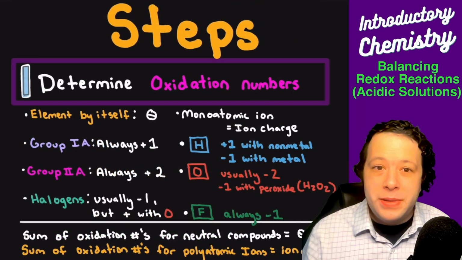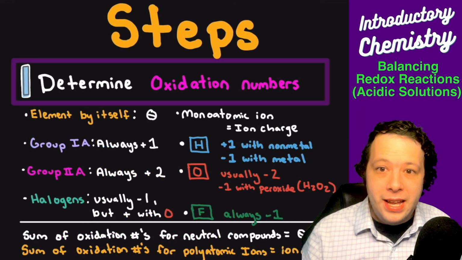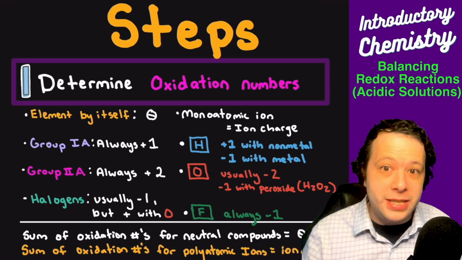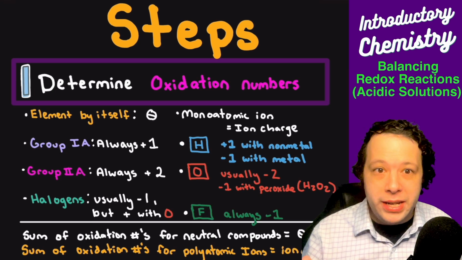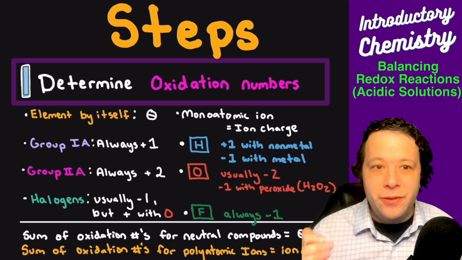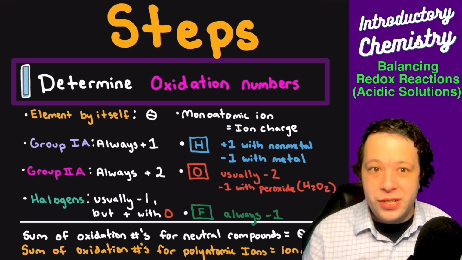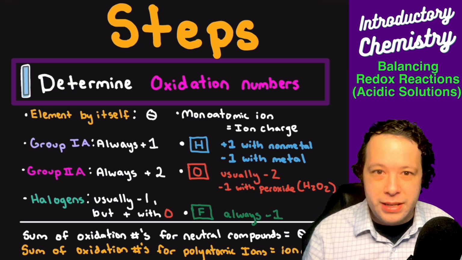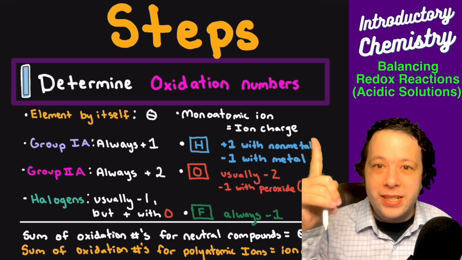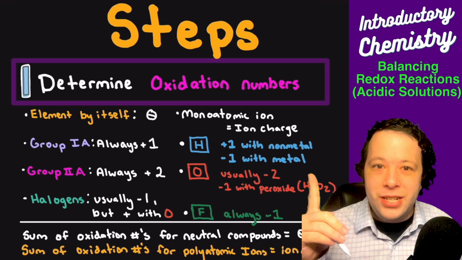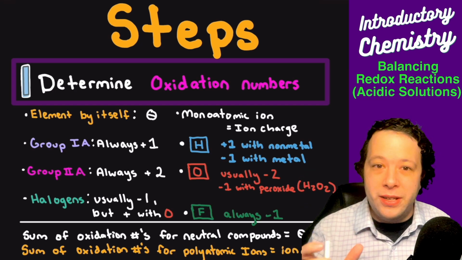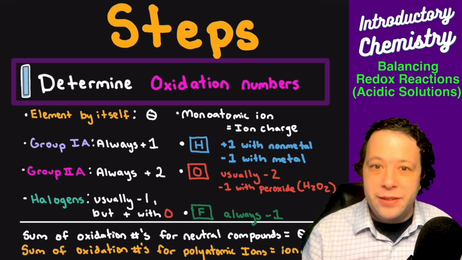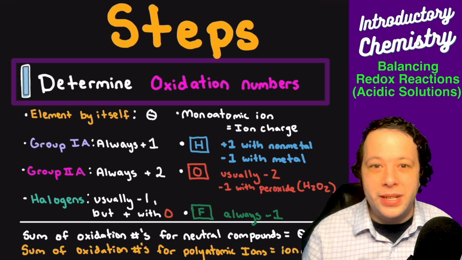Okay, so the first step, determining oxidation numbers. There is a set of rules for identifying these imaginary charges on these species. If an element's by itself, it's 0. If you have group 1 or 2, it follows their charges. Halogens are generally -1, unless they're bound to oxygen, then they can be positive. Monatomic ions always equal their ionic charges. Hydrogen is always assumed to be +1 when it's bound to a nonmetal, -1 if it's bound to a metal, and oxygen is always -2 unless it's in a peroxide, and fluorine is always -1.